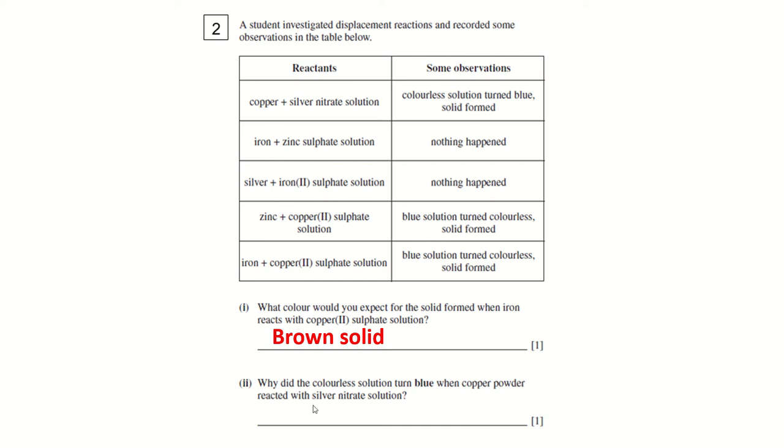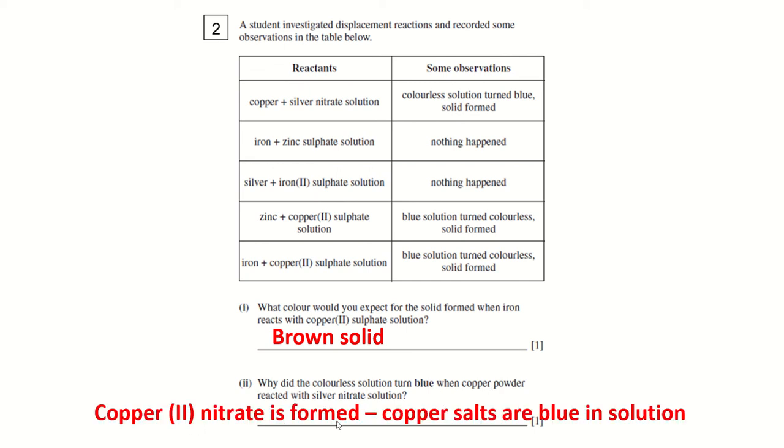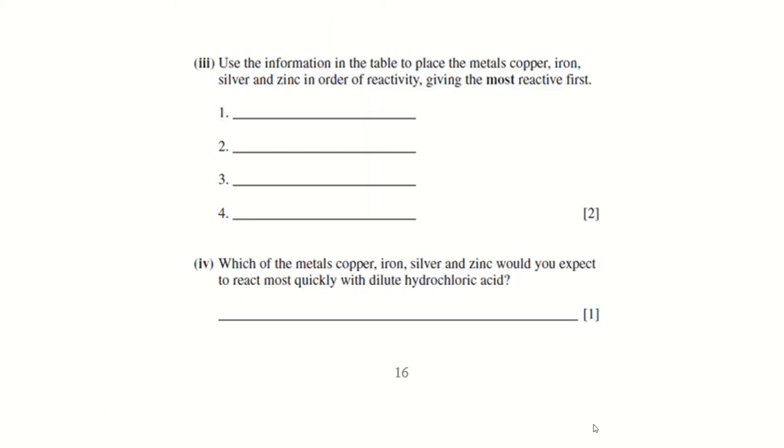Then why did the colourless solution turn blue when copper reacted with silver nitrate? Now, the word equation would have been copper and silver nitrate would have given us copper nitrate plus silver. So the blue, do you remember, is the copper nitrate. Do you remember copper salts? We talked about that with acids and bases in C1. All copper salts in solution are blue. So the blue solution must have been the copper nitrate. So copper nitrate was formed and copper salts are blue in solution.